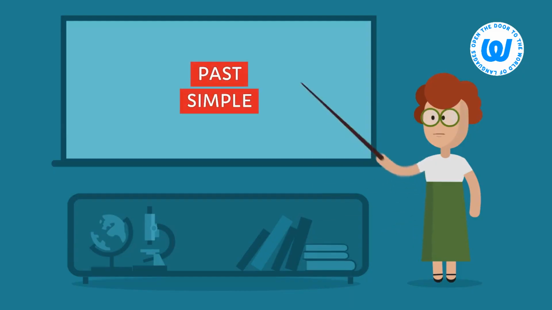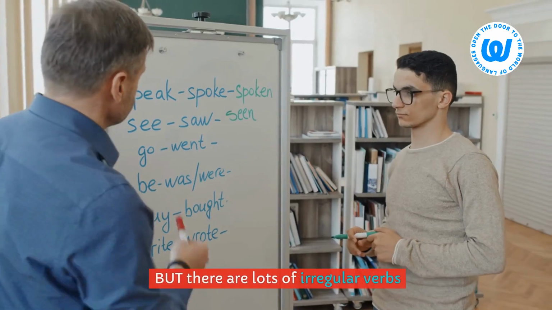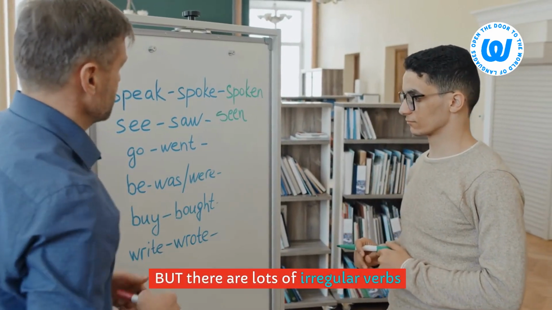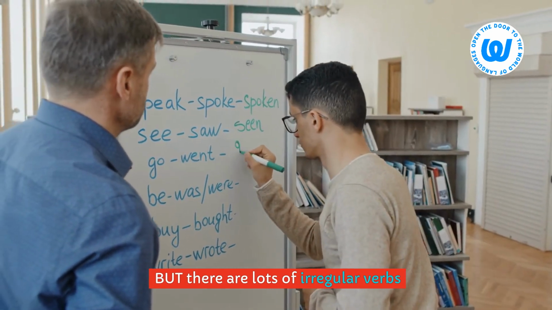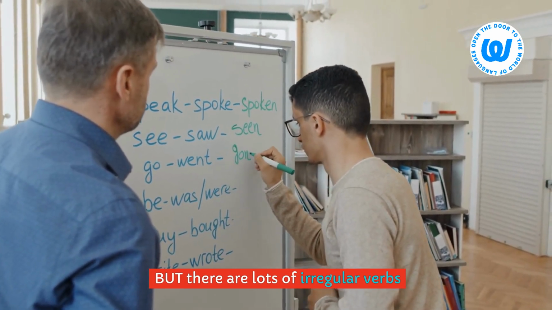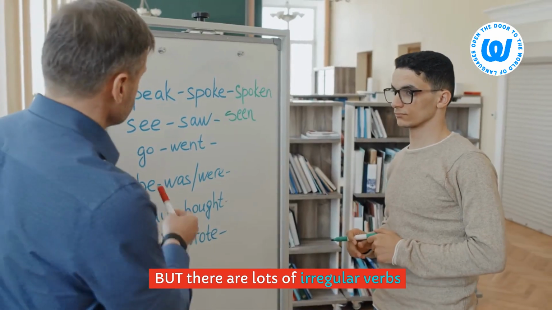So let's start with the past simple, which is actually quite easy. It is the second most common tense that English speakers use. So, the structure, like its name, is simple. It is subject plus regular verb plus ed. However, lots and lots of verbs in English are irregular, and this means you do not need to add ed at the end of the verb. For example, the verb go becomes went, or the verb buy becomes bought.